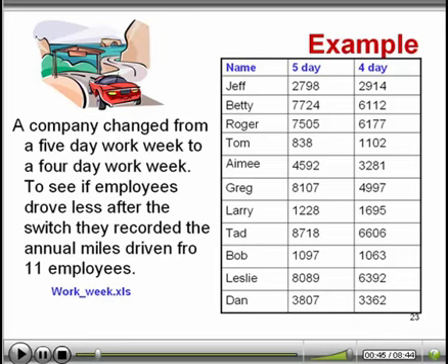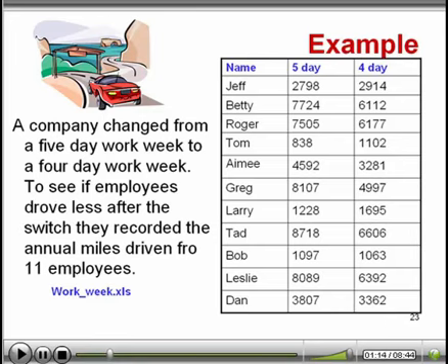As our first example, let's consider a situation where employees switch from a 5-day work week to a 4-day work week. We are curious if this results in employees driving fewer miles annually, since now they have to travel to work one less day. The table lists the name of the employee as well as the annual miles driven on both work schedules.